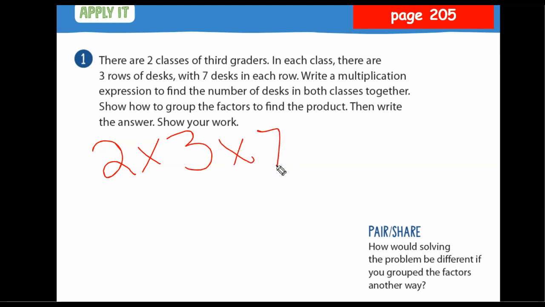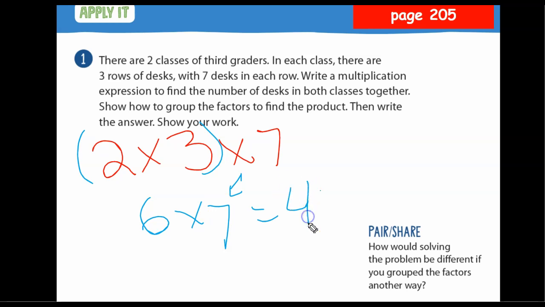It says show how to group them. Well, I'm going to group 2 and 3. What's 2 times 3? 6. And bring down the 7. So now it's 6 times 7. So what's 6 times 7? Anybody? That's right. 42. Okay, 42.